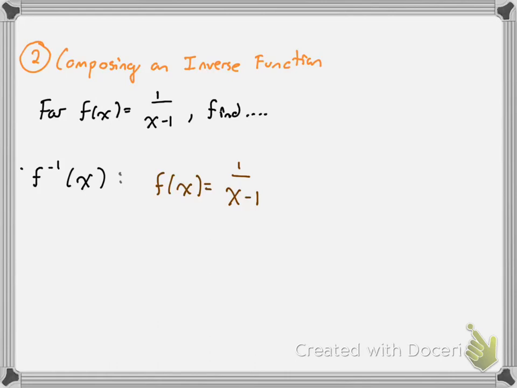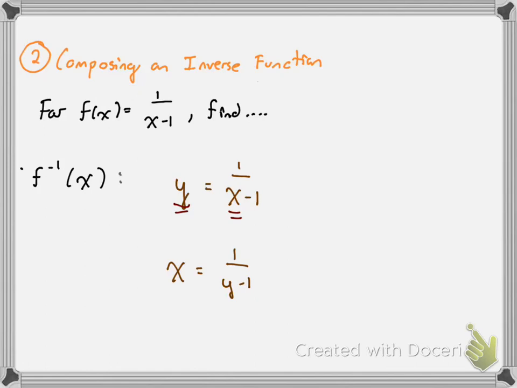One way that you could look at f of x is it's just your output still, so I'm going to change that to y. And then I have the same situation as before, so I'm going to swap out my x and y coordinates. I'm going to rewrite this as x equals 1 over y minus 1. And then from there, I'm going to solve for y.